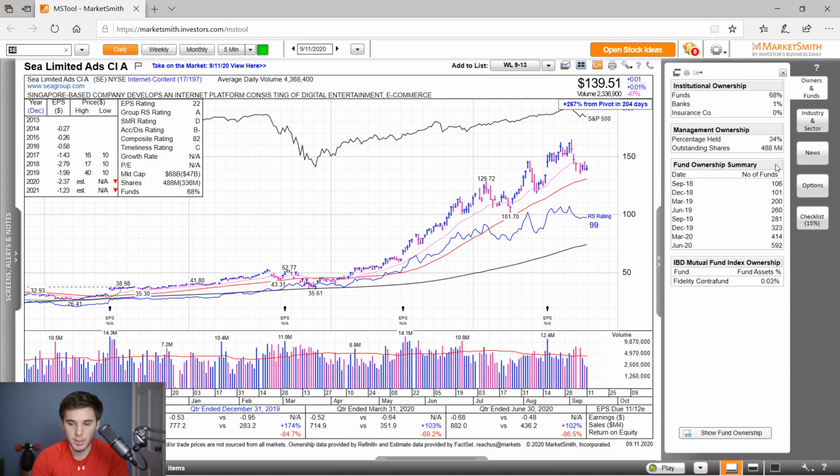And taking a look at the fund ownership, you can see a nice increasing trend over the past 2 years. You do have one high-quality fund, Fidelity, in there as well. And overall, looking at the chart, you can see it's pulling back and holding just below that 21 EMA, and the RS line is basing along with the price. And overall, the RS rating is a very strong 99.